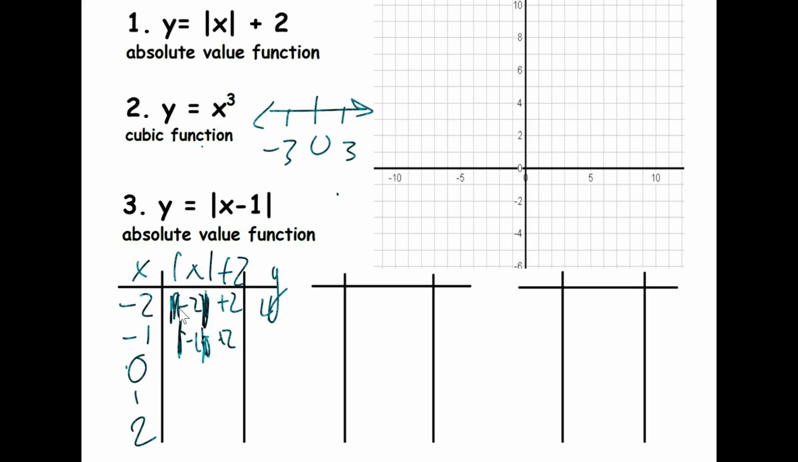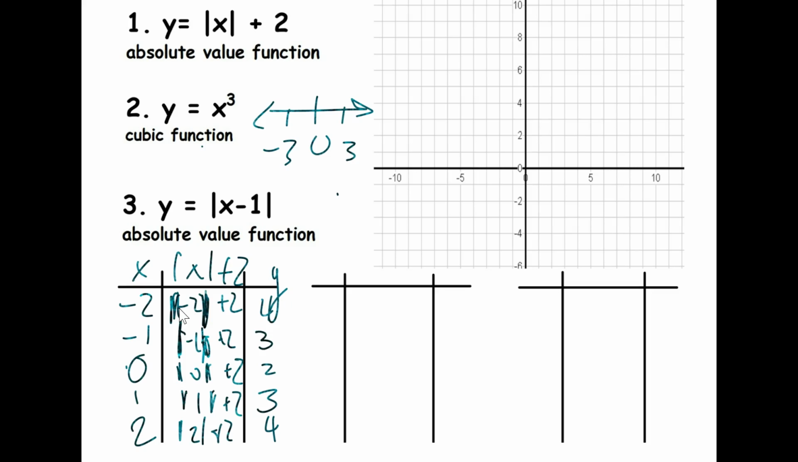The absolute value of -1 is 1, plus 2, which is 3. The absolute value of 0 plus 2: 0 is 0 away from 0, so that's 0, and 0 plus 2 is 2. The absolute value of 1 plus 2 is 3. The absolute value of 2 plus 2 is 4.